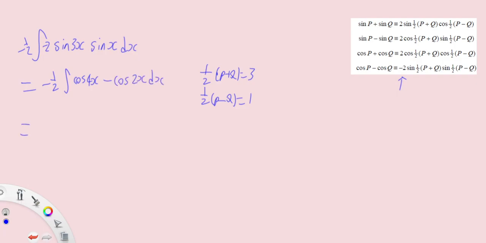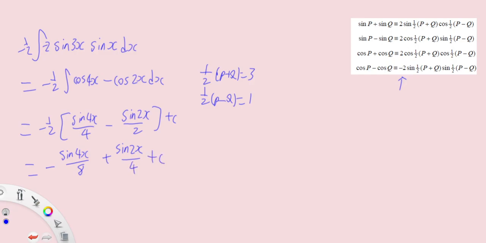Okay? Again, we integrate it. So cosine becomes sine, so I get sine 4x over 4 minus sine 2x over 2 plus c. Now I put back in the minus sign and the half, although technically you can leave the minus sign out, but I like to add it in. So minus sine 4x over 8, minus minus becomes plus sine 2x over 4, and then plus c.